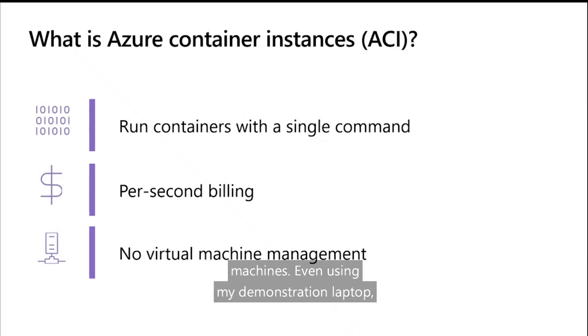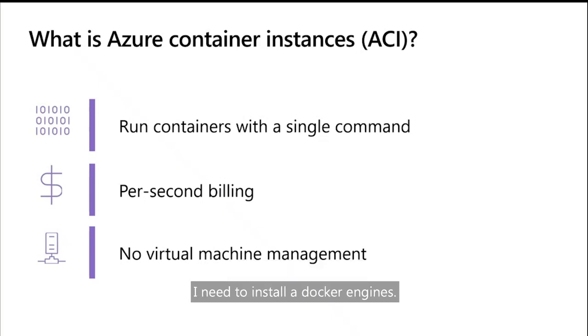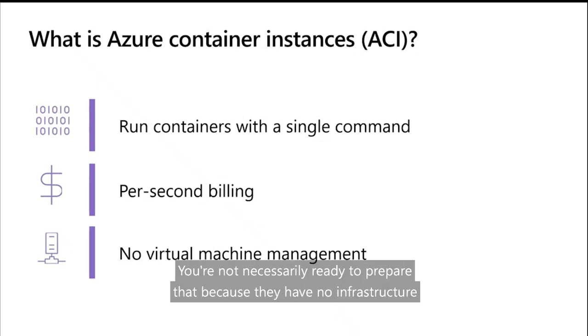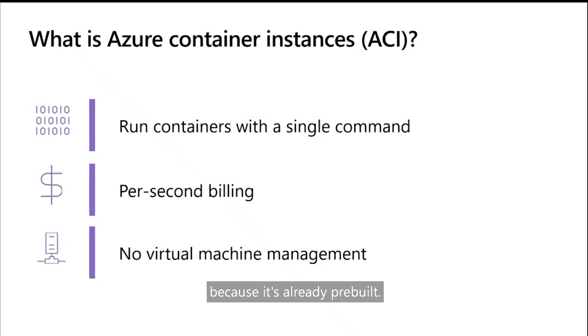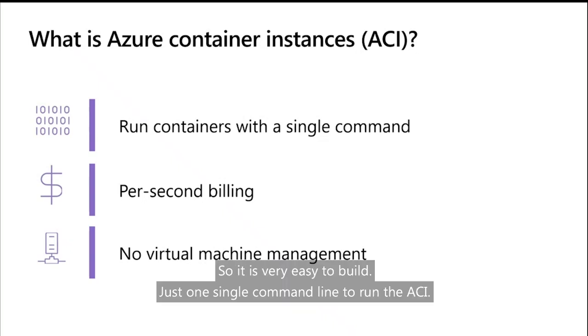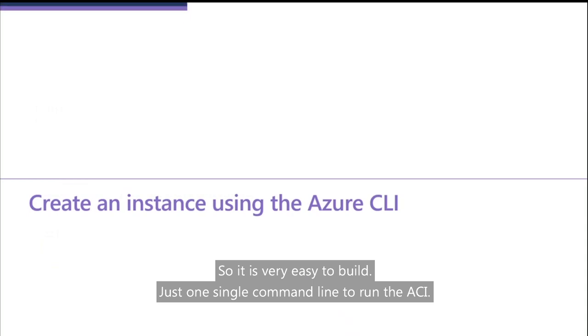Even for my demonstration laptop, I need to install Docker engines. You're not required to prepare that because there is no infrastructure dependency in there. It is not necessary to install a virtual machine because it's already built. So it's very easy to build. Just one single command line to run the ACI.